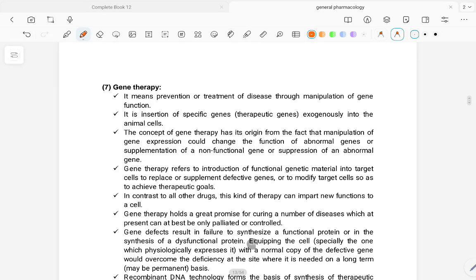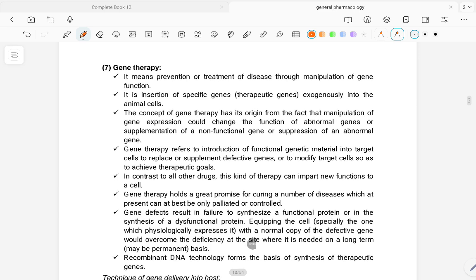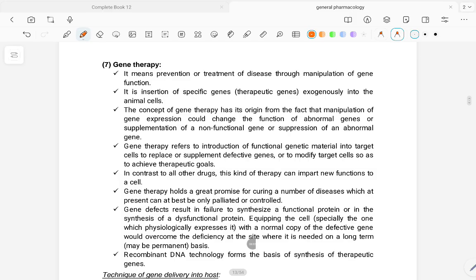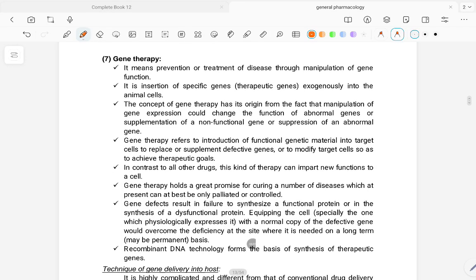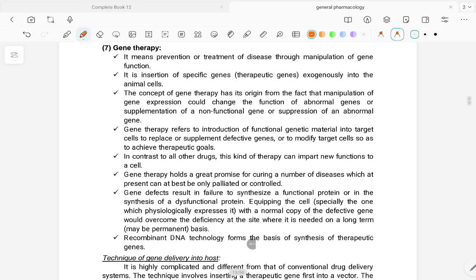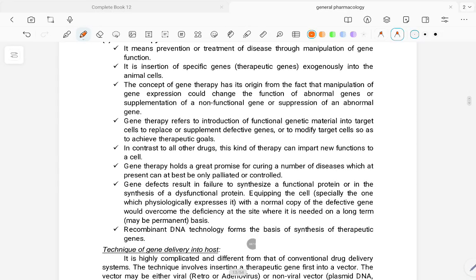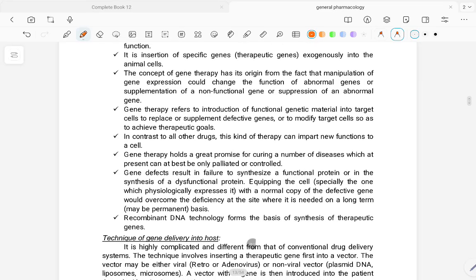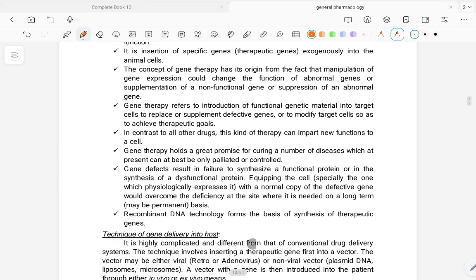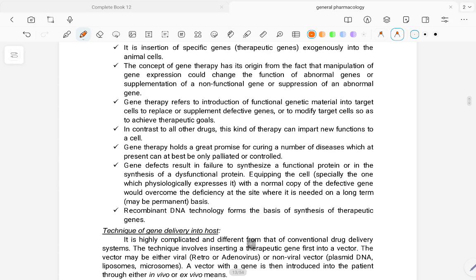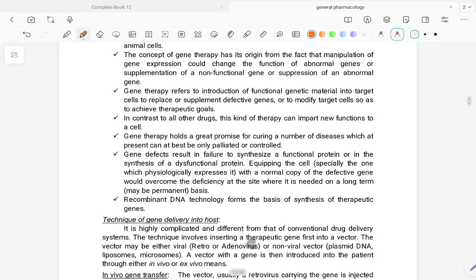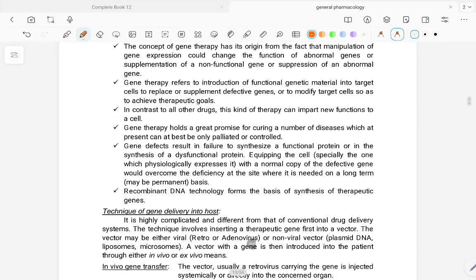Gene therapy. It means prevention or treatment of disease through manipulation of gene function. This is insertion of specific therapeutic genes, exogenous, into the animal cell. The concept of gene therapy has its origin from the fact that manipulation of gene expression could change the function of abnormal genes, or supplement a non-functional gene, or suppress an abnormal gene.